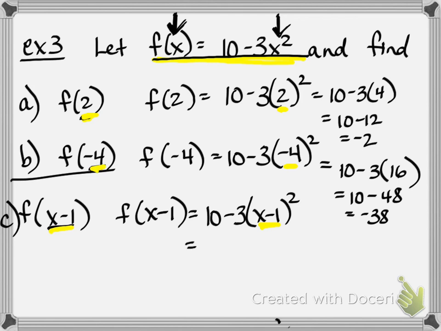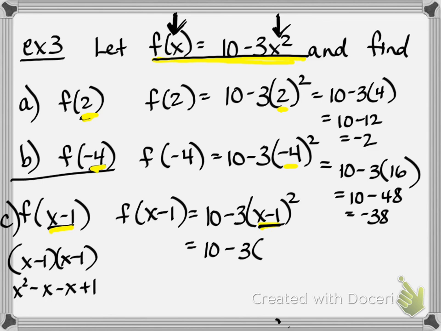So to work this out, we're going to have to square this binomial first. So over here to this side, I'm going to do x minus 1 and x minus 1. Foiling: first, outer, inner, last. I'd like to show you the shortcut when we're together in class, but I don't want to do it by the iPad.